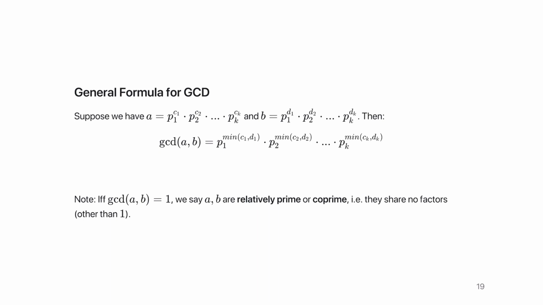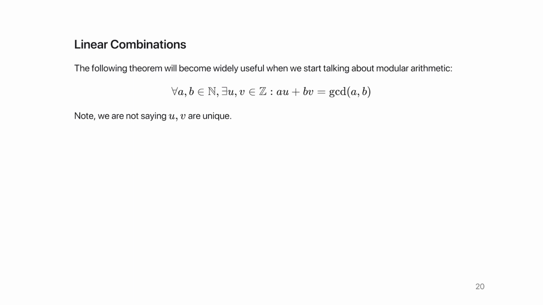And what we're about to do in a minute is figure out a similar formula for the lowest common multiple. What you can probably guess is that instead of having the mins in the exponents, we'll have the max. We'll look at that in just a second. But here's an interesting theorem that we'll need to use a lot when we get to modular arithmetic. If we're looking at any two natural numbers, A and B, there exist, not necessarily unique, integers U and V, so potentially negative, such that A times U plus V times B is equal to the greatest common divisor of A and B.